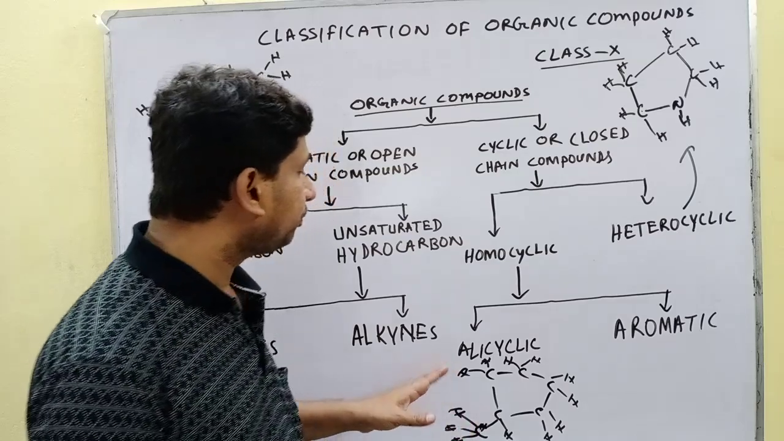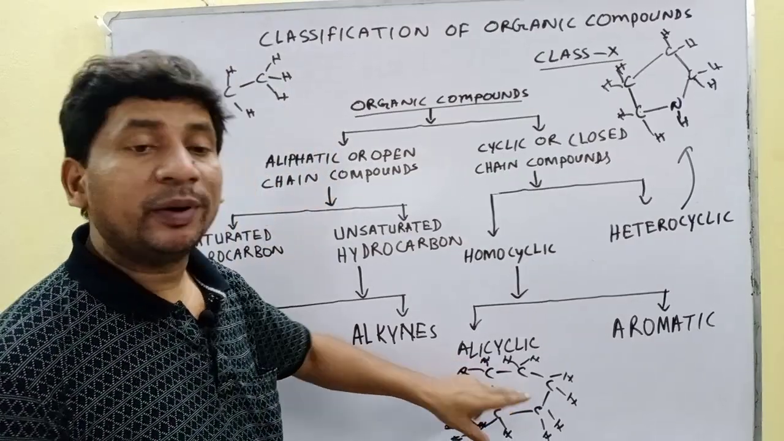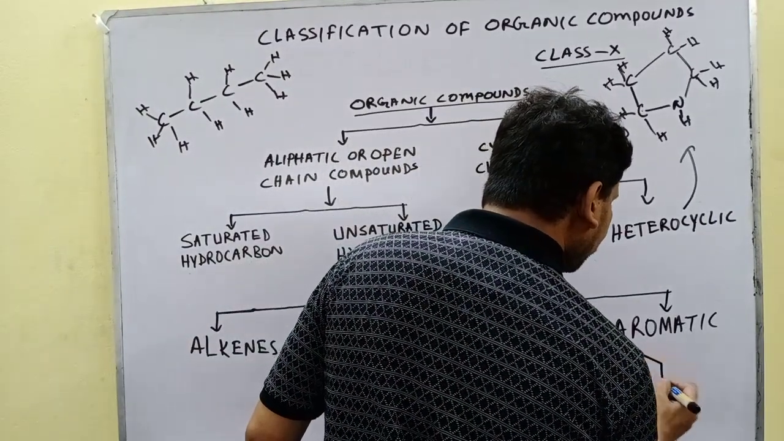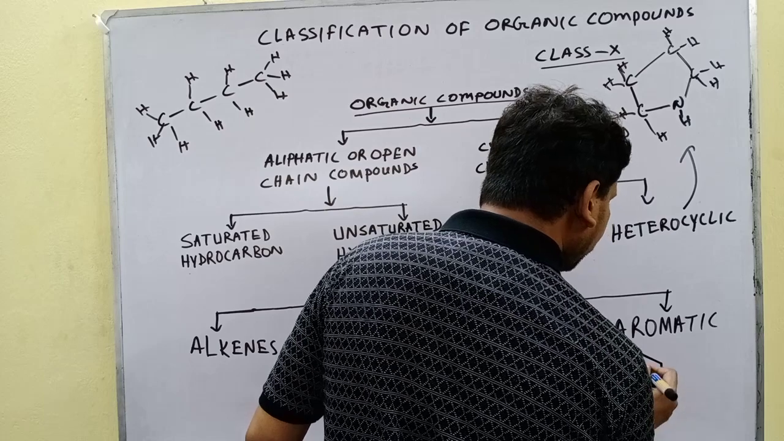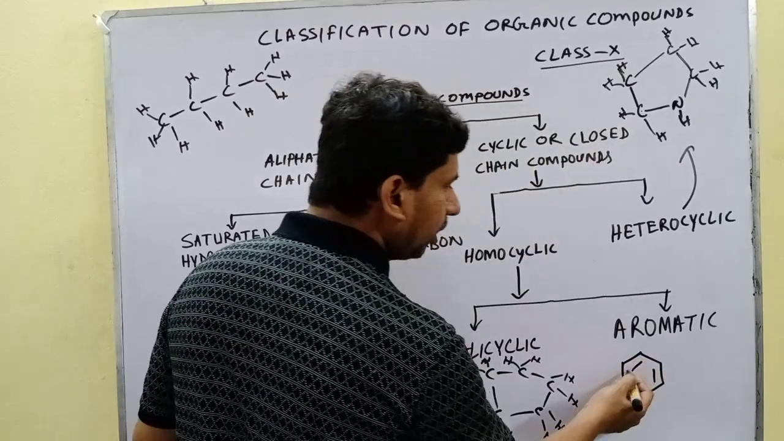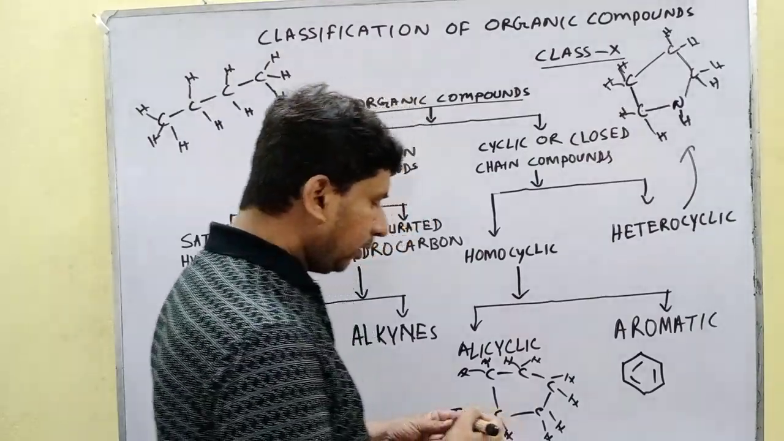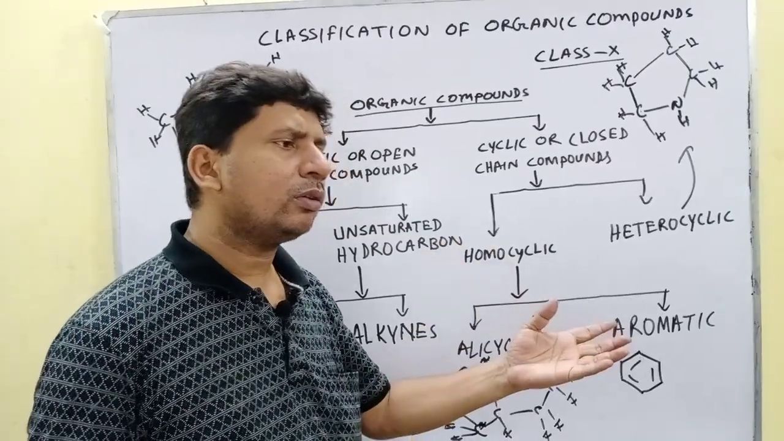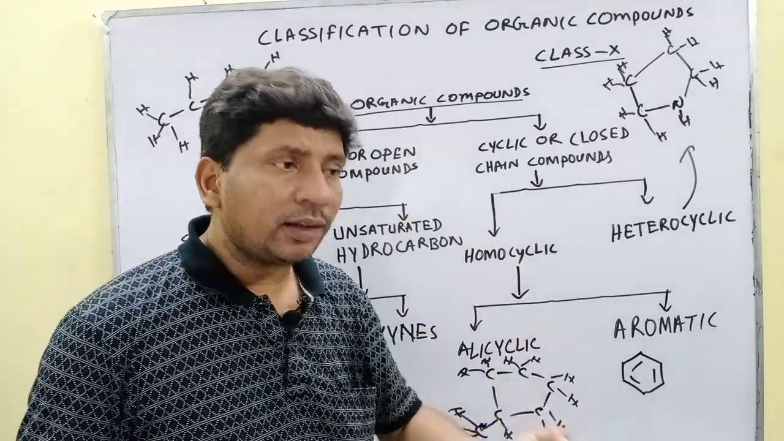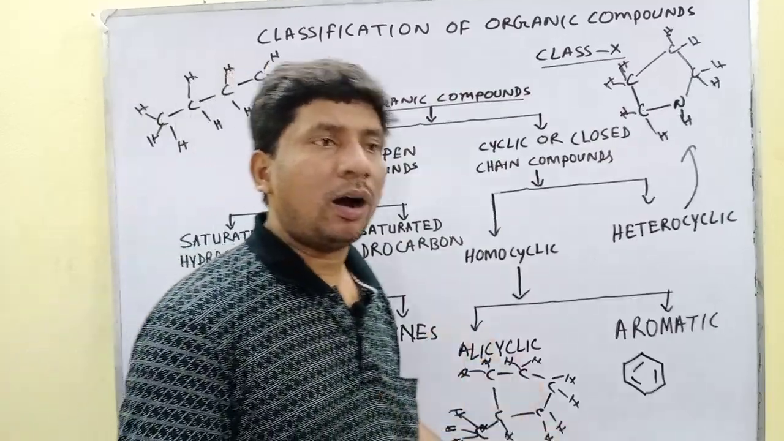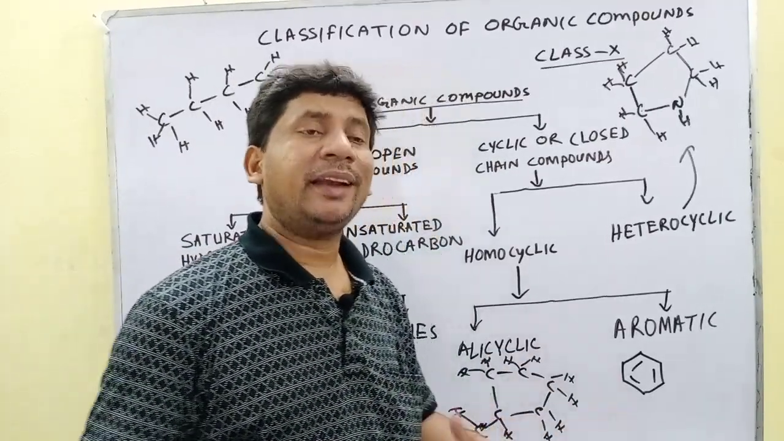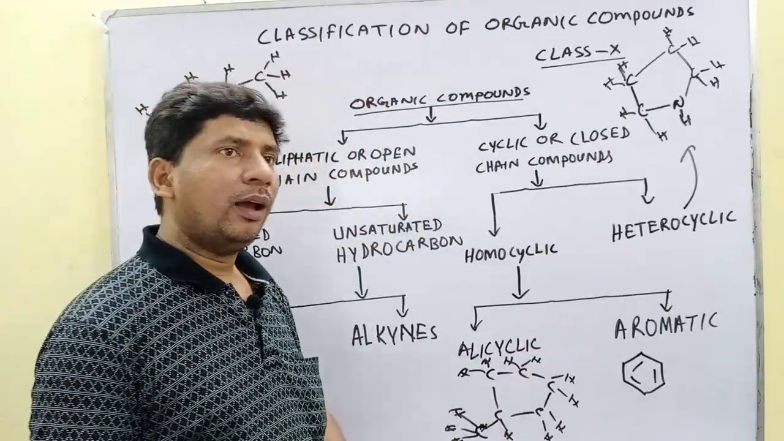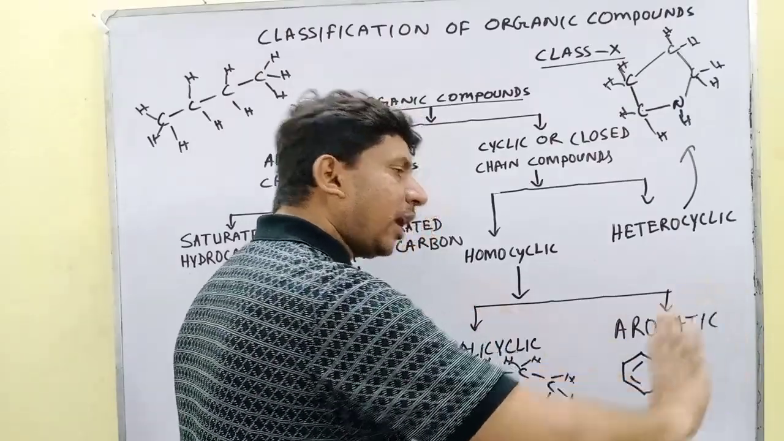But what happens is that this is not an aromatic compound. For a compound to be aromatic, it must contain this kind of structure, that is double bonded carbons. An aromatic compound is such a type of compound which contains some special character, aroma, that means characteristic odour. So an aromatic compound must have a characteristic odour.